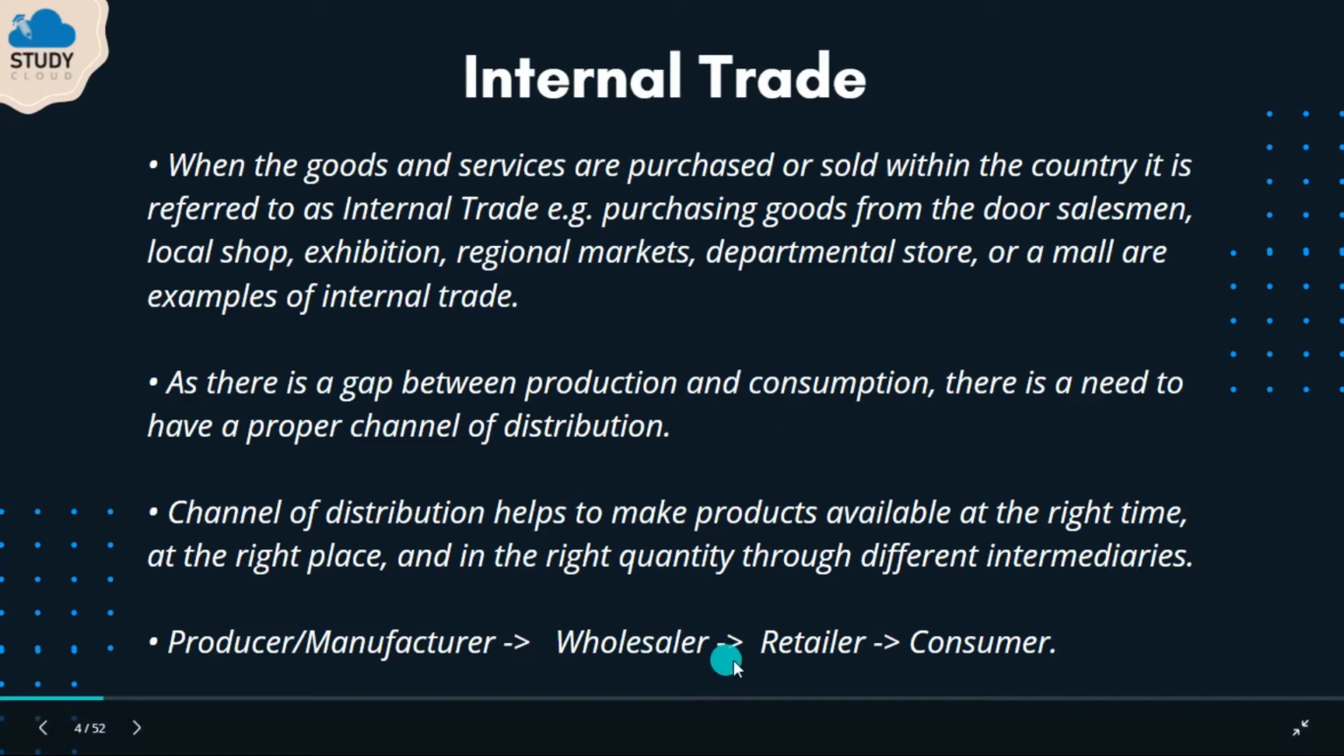So here there are wholesalers and retailers involved. The producer or manufacturer will sell their goods to the wholesaler. The wholesaler will purchase in bulk and sell further to the retailer, and the retailer will sell goods to consumers.